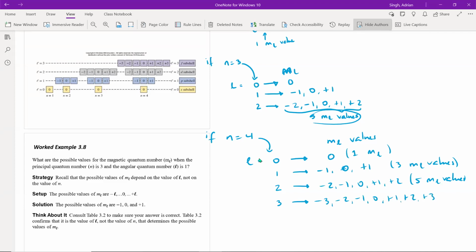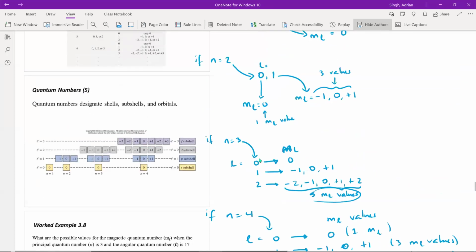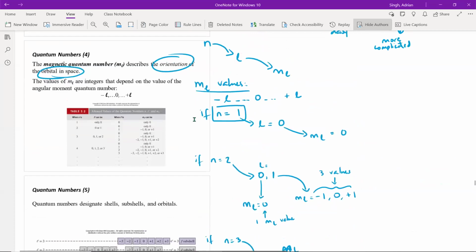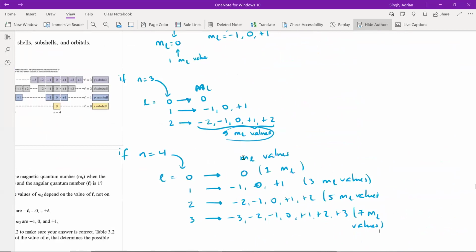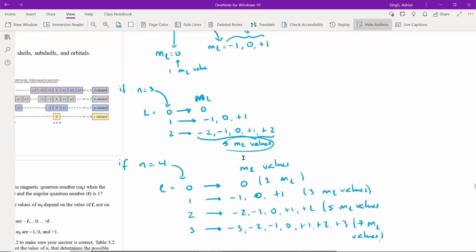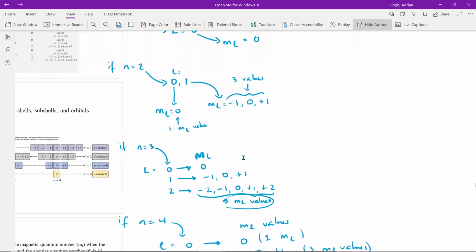So how many M sub L values do we have here? 1, 2, 3, 4, 5, 6, 7 M sub L values. Remember now, the M sub L gives us an idea of the orientation of these orbitals in space. And by extension, they also tell us the number of these orbitals that we have.